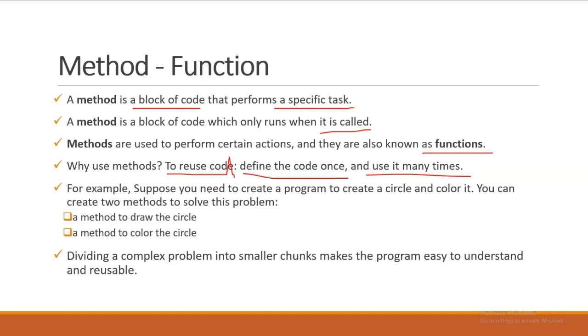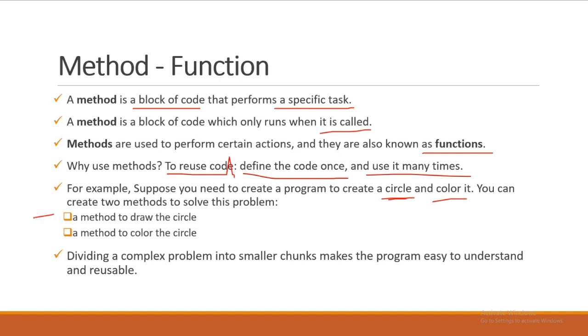For example, suppose you need to create a program that creates a circle. You can solve this problem with one method or two methods, using a different method or function for each task. Here, for illustration, we have two functions: create a circle and color it. We are going to create a program that will create a circle and then colorize it. You can create two methods to solve this problem.